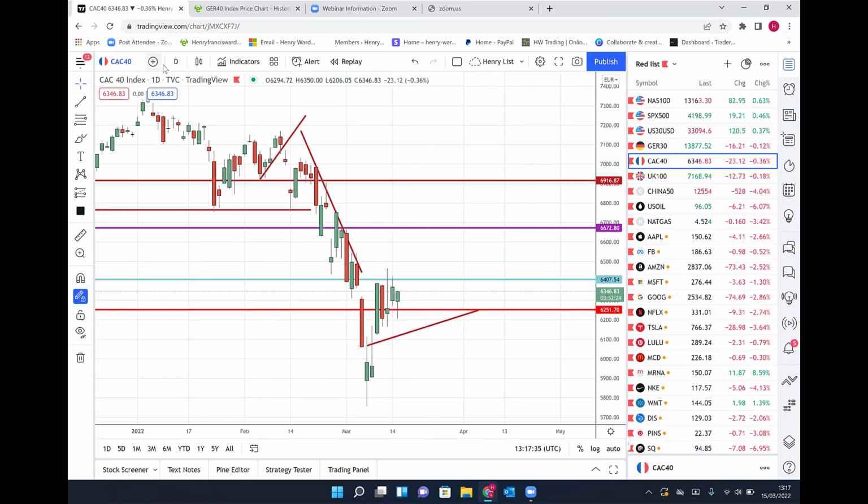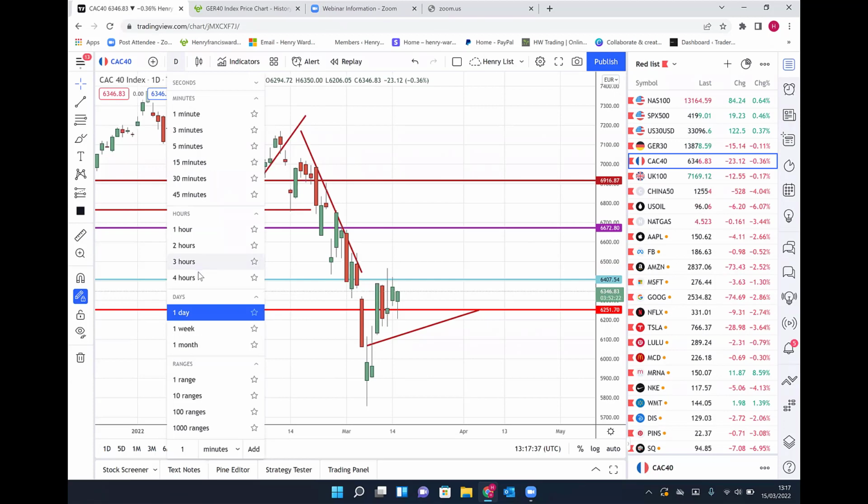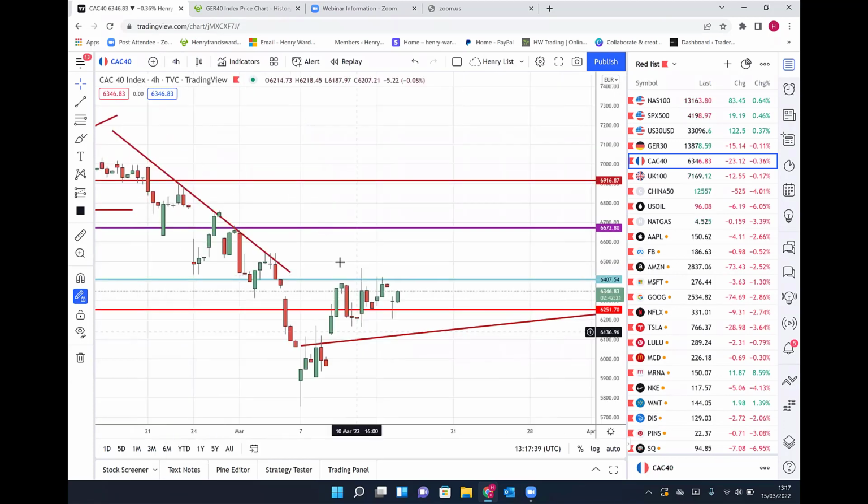So with the likes of the French CAC, we're here in this one, we're too flat. The setup here is not very good, so it's not something I'm looking to take on in this particular scenario. It's not a good enough setup for me.